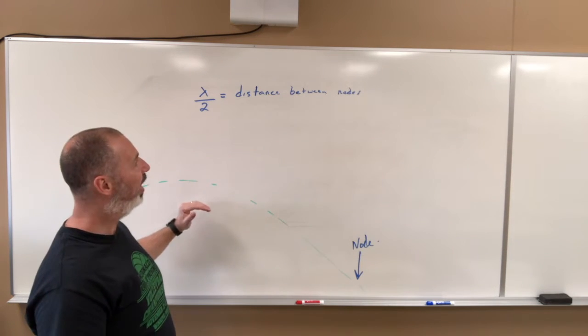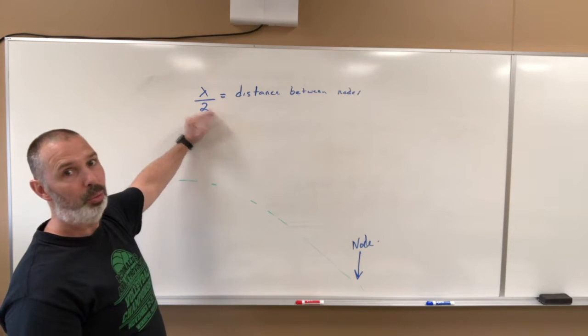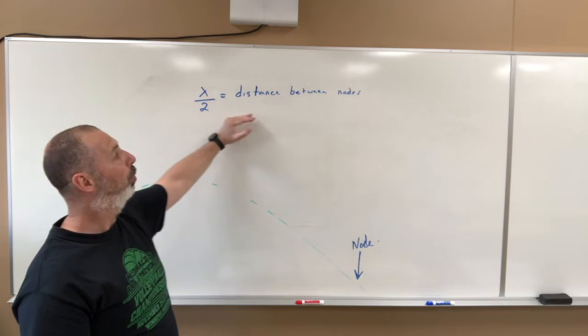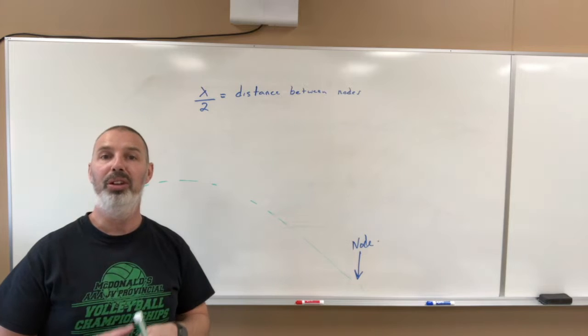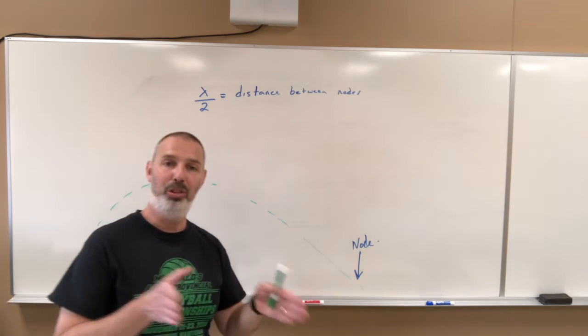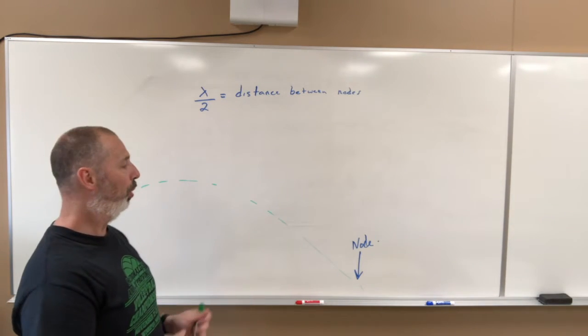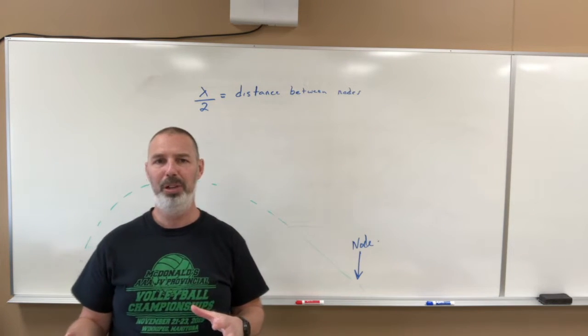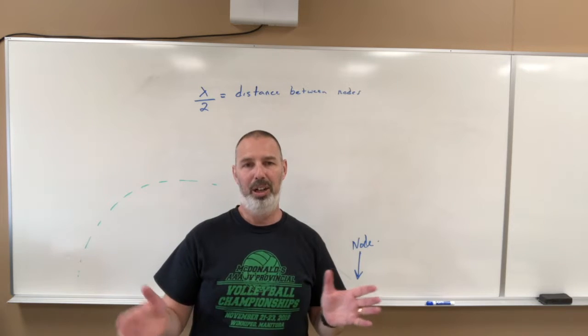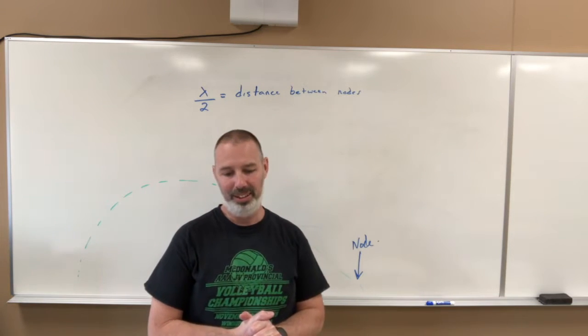So when we have standing waves, little formula here, the wavelength divided by 2 will always equal the distance between nodes, and of course it goes vice versa. The distance between nodes times 2 will equal the wavelength. All right, we're going to transition to a little video here of me making a standing wave, and we'll watch it, and then I'll come back.